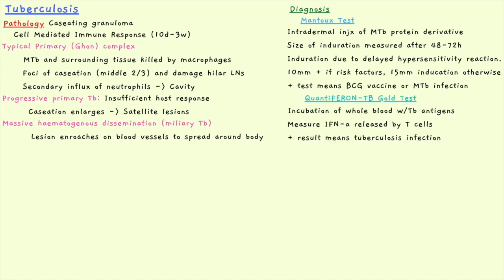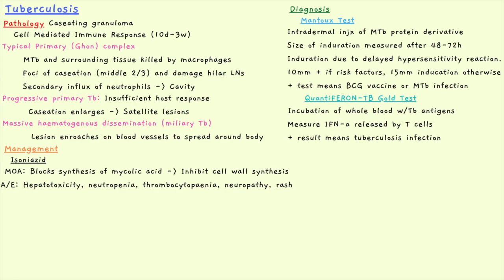The gold standard, however, is the QuantiFERON TB because it doesn't have those problems. Incubation of the whole blood and then reacted with TB antigens, and then measure the interferon-alpha released by the T cells. A positive result means tuberculosis infection, so not a vaccine, but again doesn't specify what kind of TB infection.